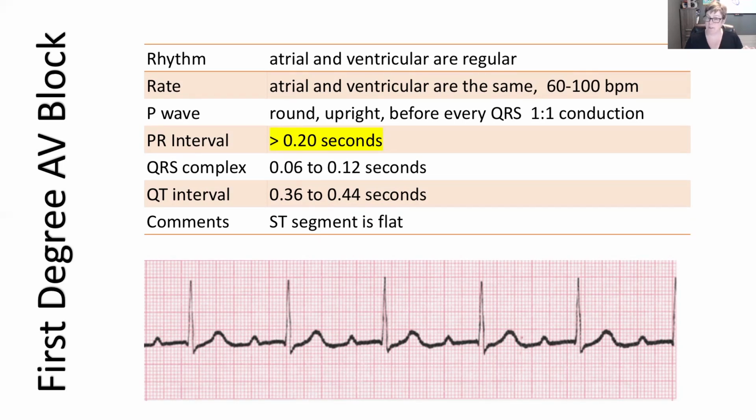Again, as noted, we can't just disregard this rhythm as inconsequential. A first degree AV block, while it may be the least troublesome, can progress into a more serious form of block, so monitoring the patient is important.